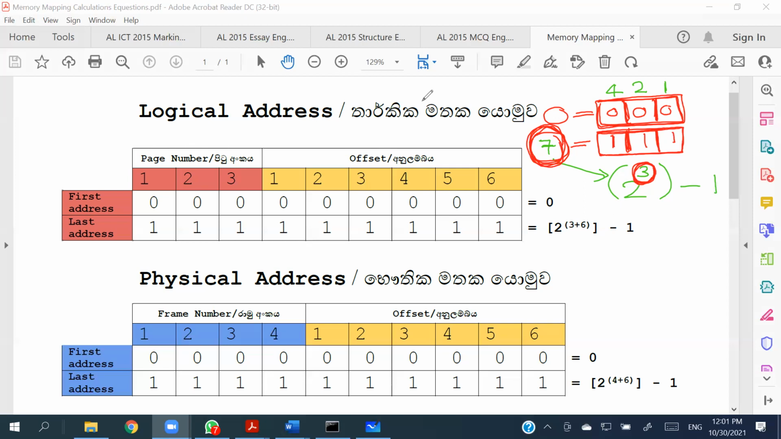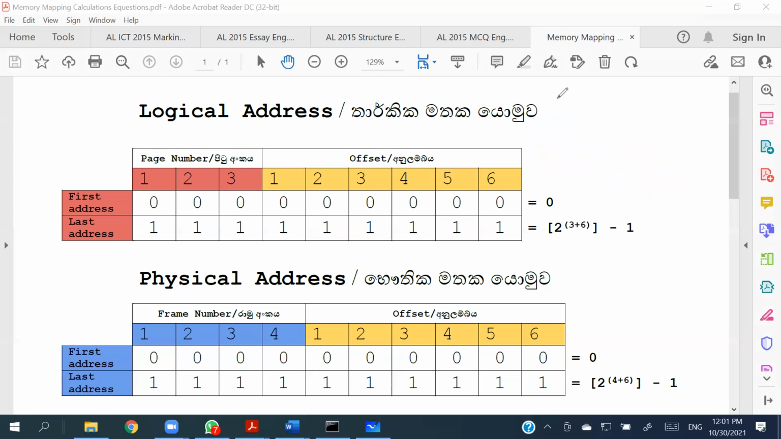Okay. Right. All right. So whenever you are getting a problem, just ask me out, people. So I'm going to clear this. Right, so that is the way we are going to deal with the logical address. So the least value and the most value can be determined like that.